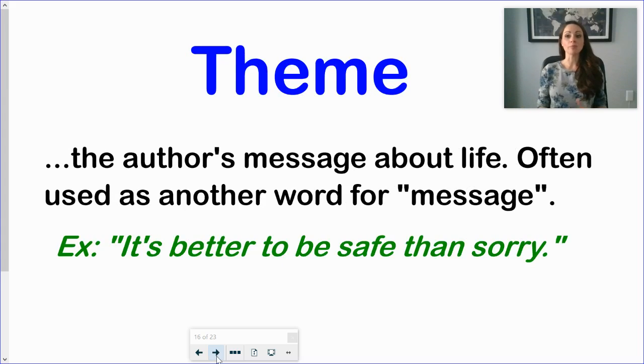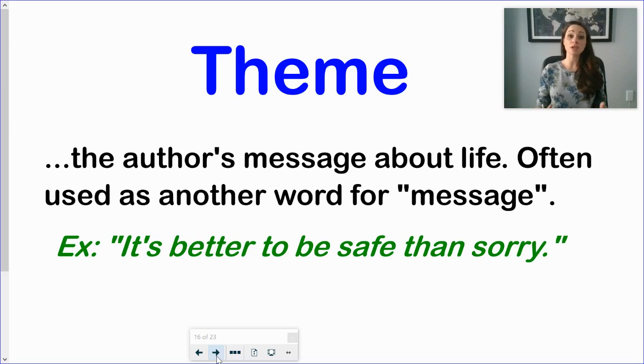Next term, theme. Theme and message are sometimes used interchangeably. The theme is the author's message, and it's usually related to life. It can be related to life, to people, to society. It's something the author wants you to walk away understanding. An example of a theme would be better safe than sorry.